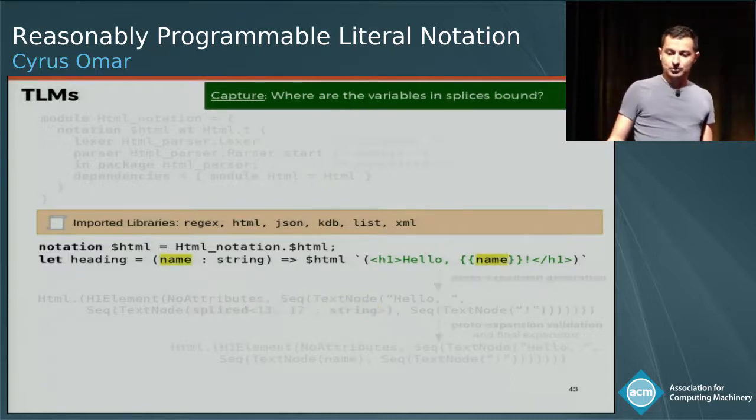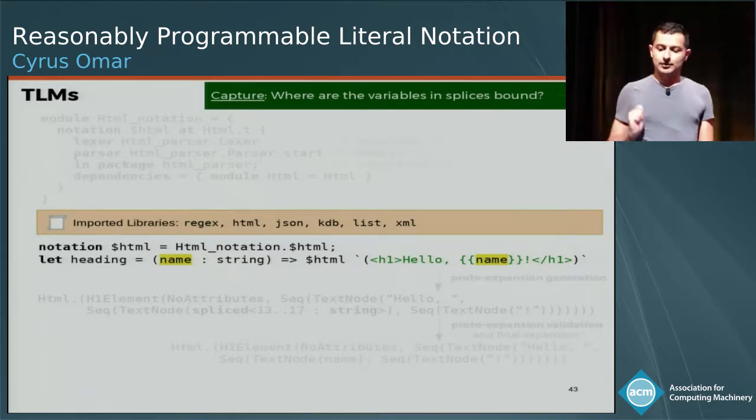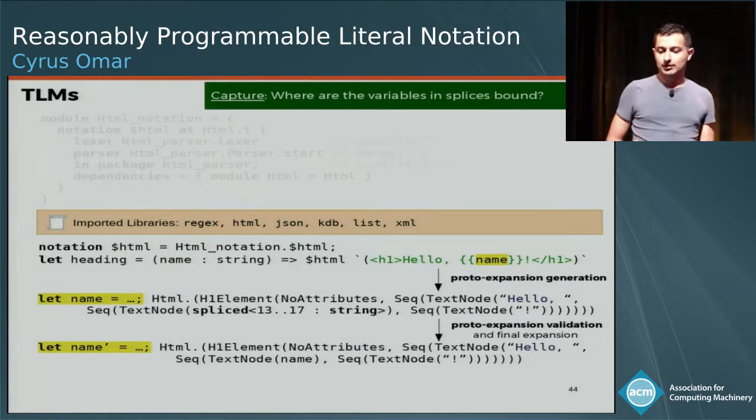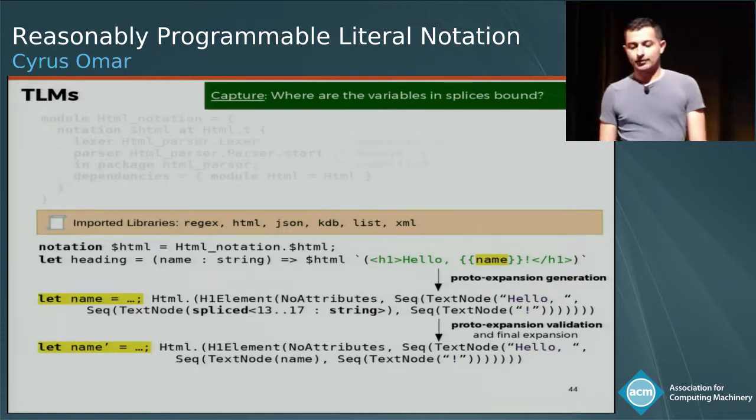And then finally, capture. Where are the variables and splices bound? We want to be sure that this variable name is actually bound to that argument name. But what if that proto-expansion had its own binding of name in it? That could accidentally cause weird things to happen. And so splicing in the TLM system is capture avoiding. So you can think of that as the splices being inserted into the expansion using capture avoiding substitution, or you can think of that as all these internal bindings being implicitly alpha renamed. And so you can see it was changed to name prime, and so name now refers correctly in the final expansion.